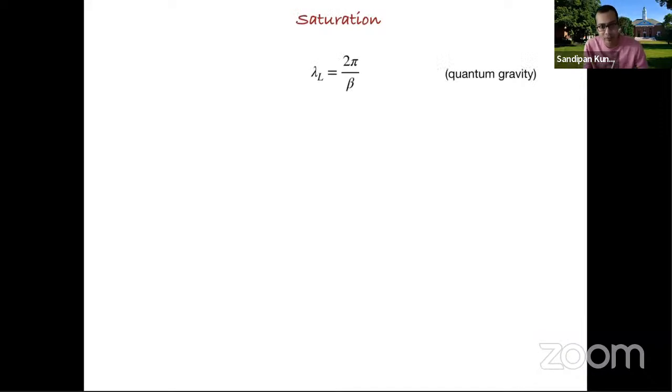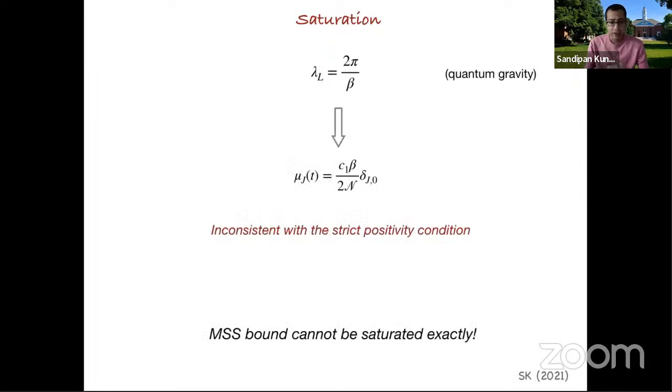Let's now saturate the MSS bound. Let's see what happens. Then again, you can compute the associated moments. And now all the moments are zero except the spin zero moment. But as I showed before, the moments must be strictly positive. So this is completely inconsistent with the strict positivity condition. This immediately implies that the MSS bound cannot be exactly saturated over any period of time, however short.